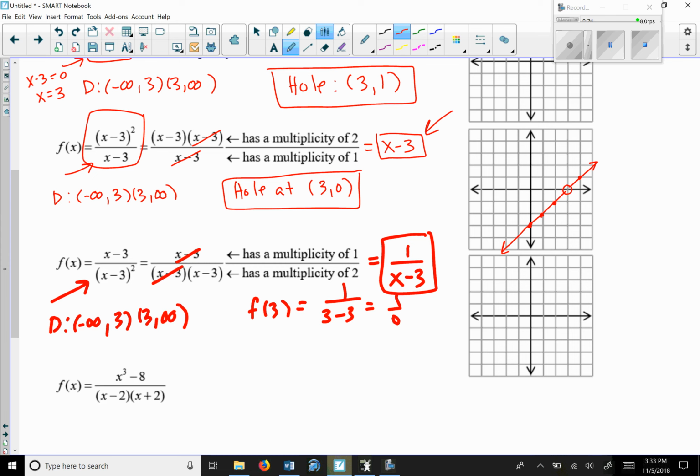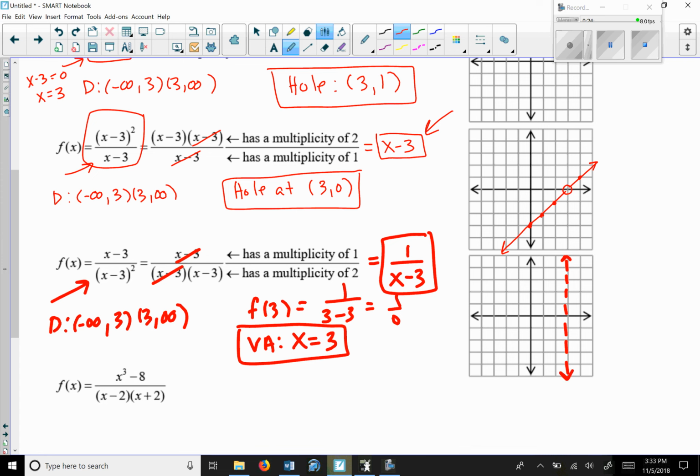I can't have 0 in my denominator, which means that this is not a hole, but instead this is a vertical asymptote at x equals 3 on my graph. So it's no longer a hole. If it's still left in your denominator when you simplify it, and it still makes your denominator 0 when you plug that number in, that is going to be, again, a vertical asymptote. So we have a vertical asymptote here at 3.